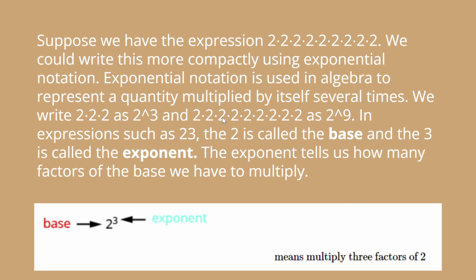And 2 times 2 times 2 times 2 times 2 times 2 times 2 times 2 times 2 as 2 to the power of 9. In expressions such as 2 to the power of 3, the 2 is called the base and the 3 is called the exponent. The exponent tells us how many factors of the base we have to multiply.